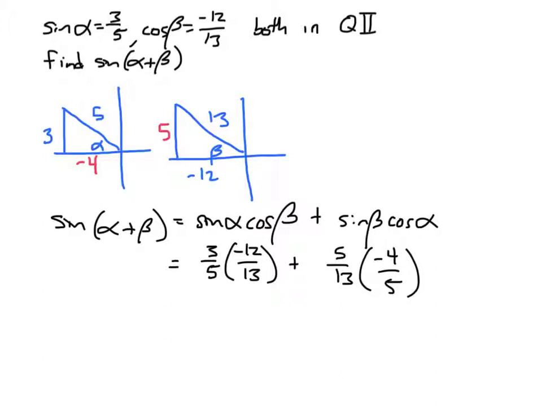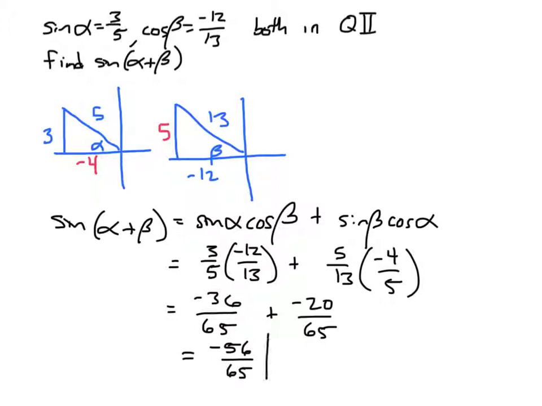Okay, so these things are going to have a common denominator. We have negative 36 over 65 plus negative 20 over 65. So the sine of alpha plus beta is negative 56 over 65.